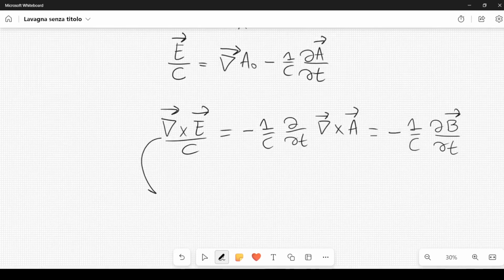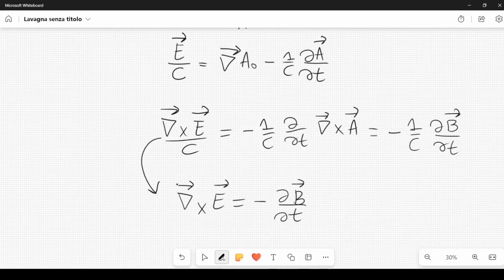From here we get another Maxwell equation. The curl of E, the electric field, is equal to minus the derivative of the magnetic field with respect to time.